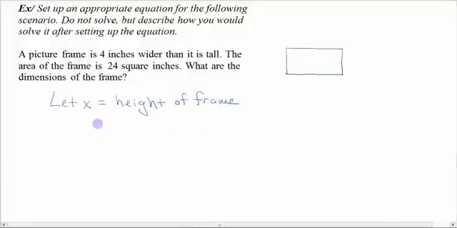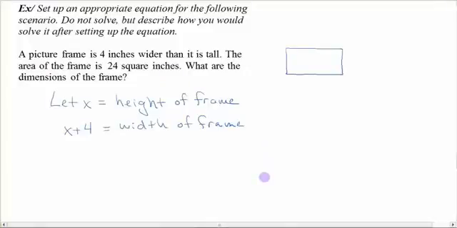Okay, and that means what is the width of the frame? Well, if the height of the frame is x and the picture frame is 4 inches wider than that, then it'd be x plus 4 more inches. It's 4 inches wider than it is tall. Then it says that the area of the frame is 24 square inches. What are the dimensions of the frame?